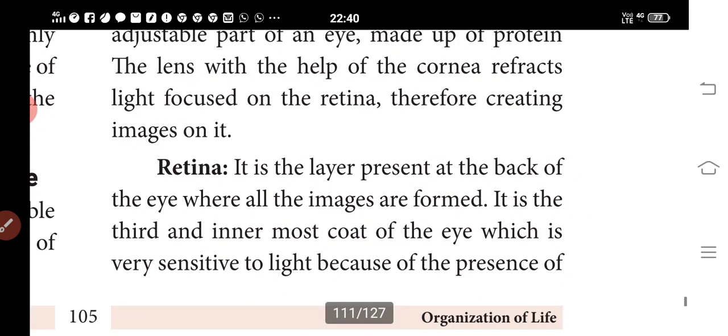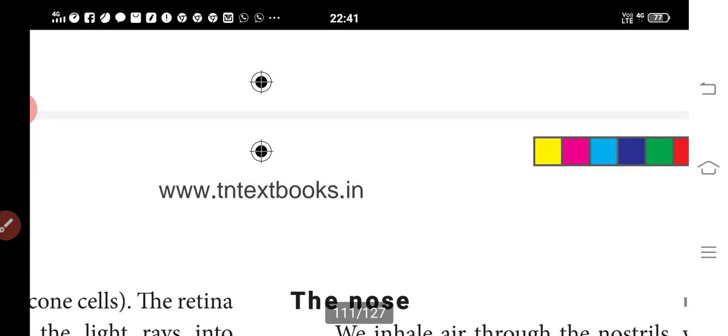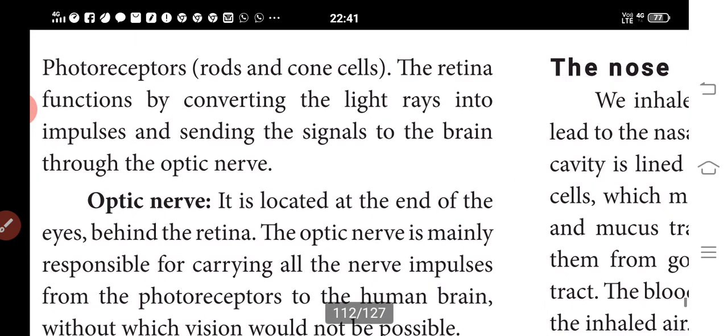So next one is the retina. It is the layer present at the back of the eye where all the images are formed. It is the third and innermost layer of the eye, which is very sensitive to light because of the presence of photoreceptors. The retina functions by converting the light rays into impulses and sending the signals to the brain through the optic nerve.